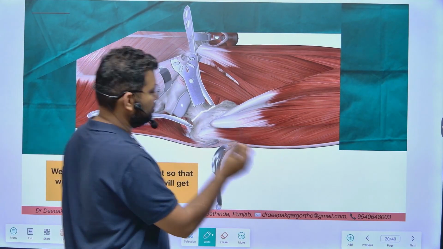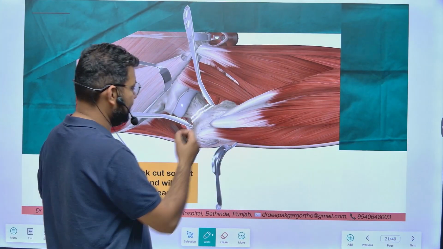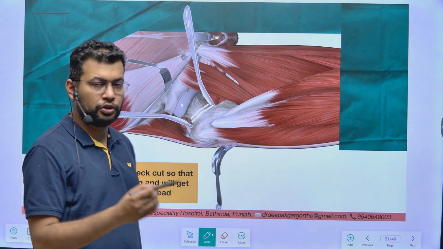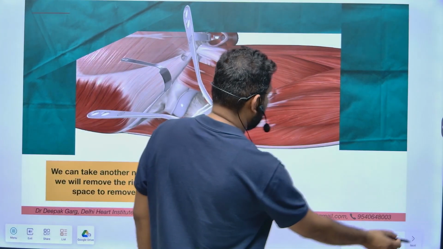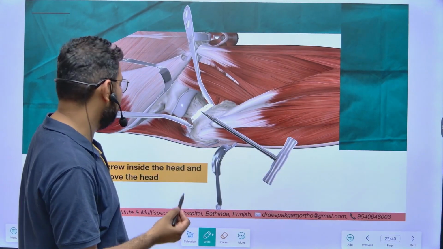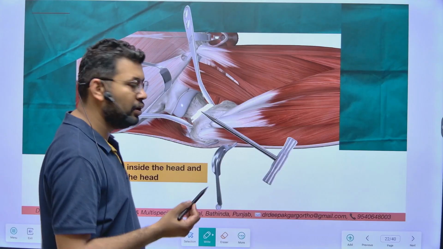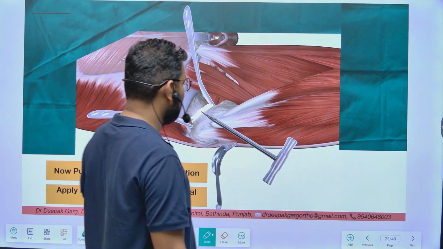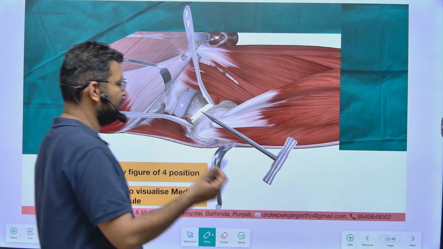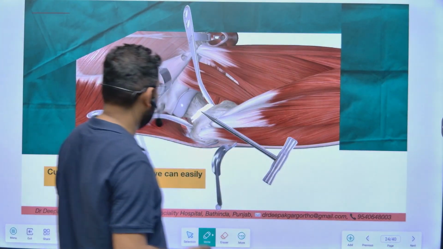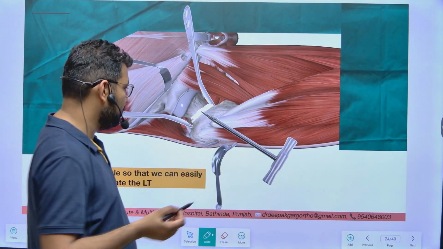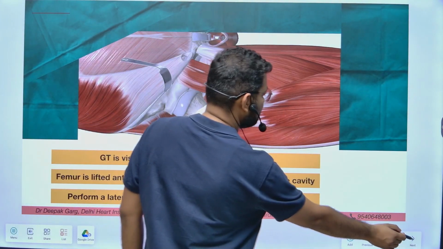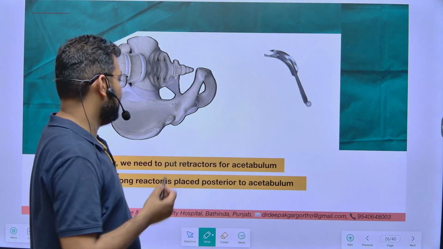So this is our first osteotomy, and this is our second osteotomy. In this way, we make a ring shape osteotomy, and we remove this ring shape osteotomy outside, and then we can easily get a corkscrew inside the head, and we can then remove the head. So this is how we will remove the head, and then we will keep this pelvic brim retractor in situ. We will keep the lateral retractor, and then we will prepare for the acetabulum.